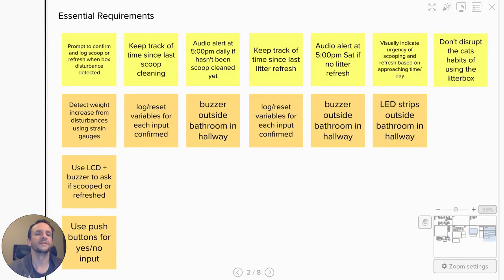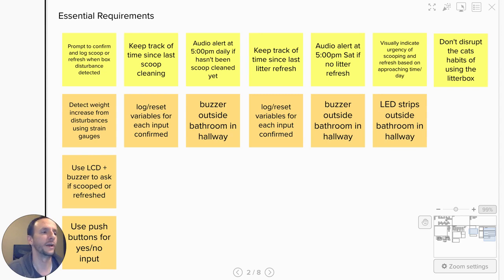So some requirements are, first, we would like to detect interactions with the box as a way to know that it is being done. So my thoughts here were to have, I got some strain gauges, which are just the sensors used in like a bathroom scale, to detect changes in the weight of the litter box.